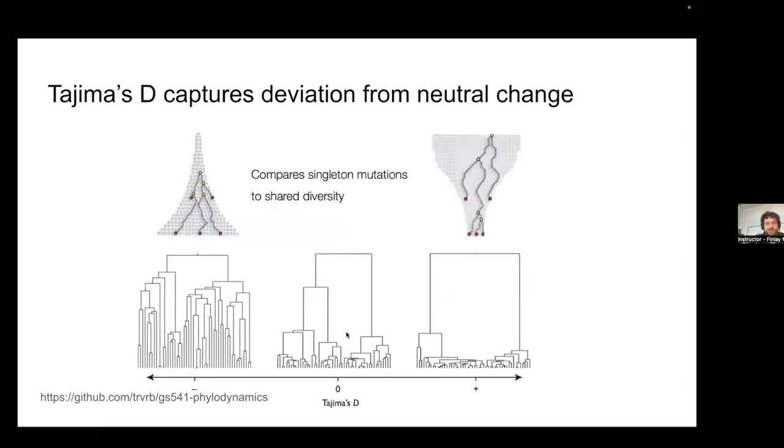And so there's a statistic called Tajima's D we can use to measure deviation from neutrality, in terms of selection and population change over time. Tajima's D is kind of a measure of whether we see an increasing population size or decreasing population size.